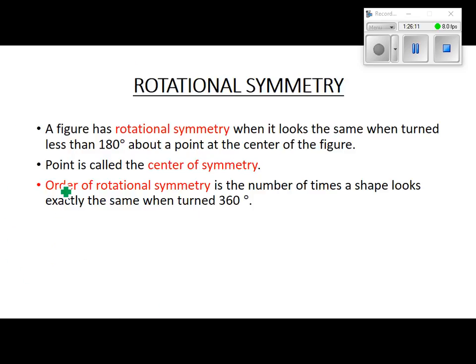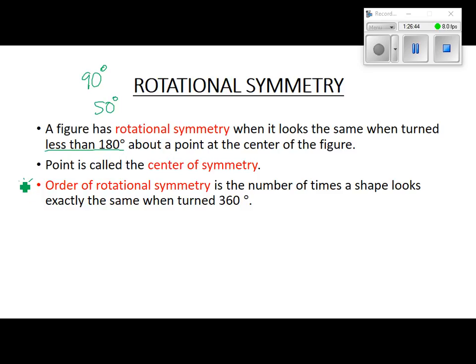With rotational symmetry, a figure has rotational symmetry when it looks the same when turned. And again, remember, we're only going to turn it less than 180 degrees, not all the way around. So you're just looking at those angles where it has rotational symmetry. And when we write it, we're going to write it like you turned it 90 degrees, or you turned it 50 degrees, or whatever it ends up being when it looked exactly the same.